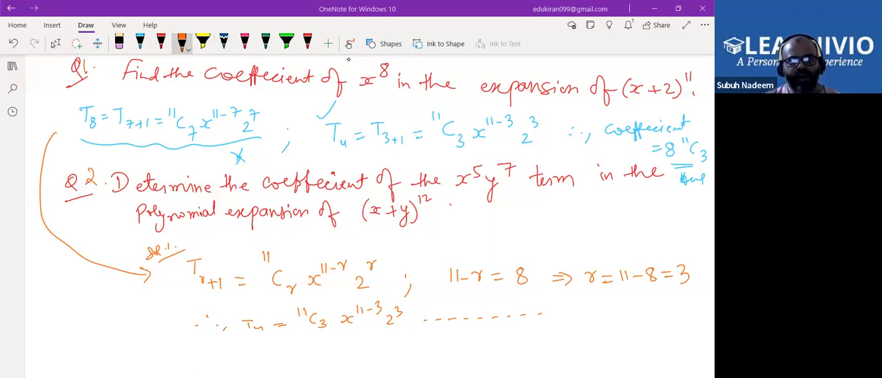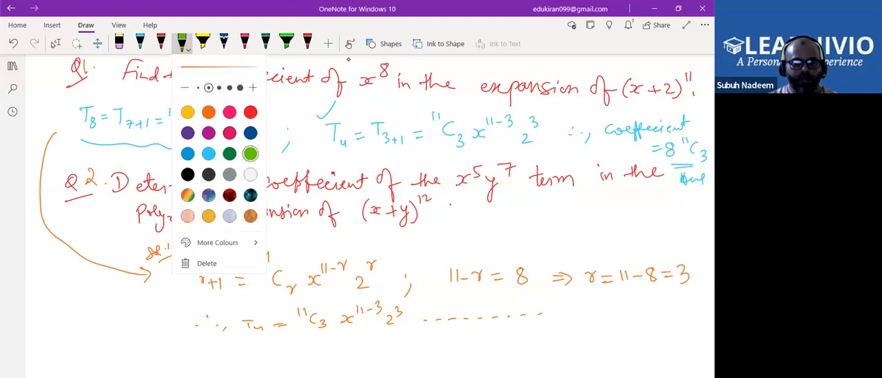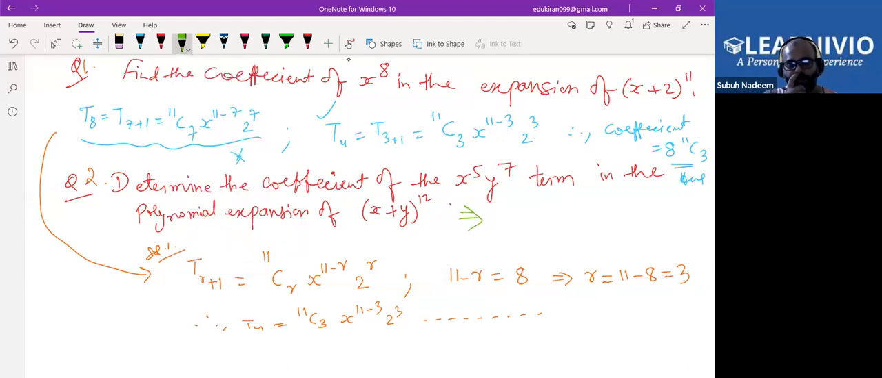Right, second question. You have to find the coefficient of the x to the power 5, y to the power 7 term. So here also you can take a general term, R plus 1th term, and see when you will get x power as 5 or y power as 7. Anyone you can take. So what will be the general term here? What will be the r plus 1 term here?